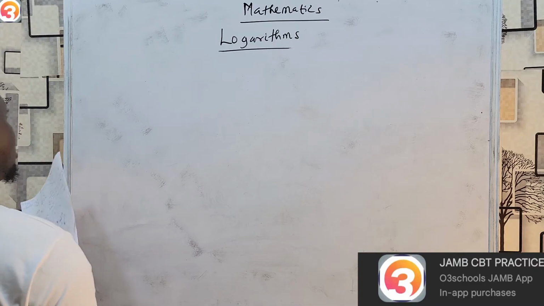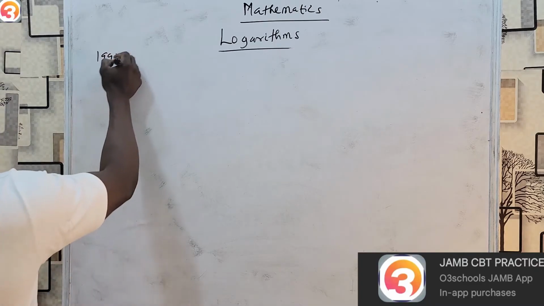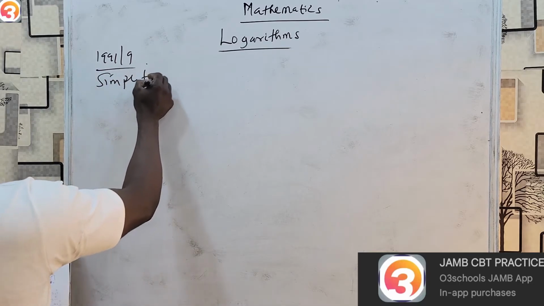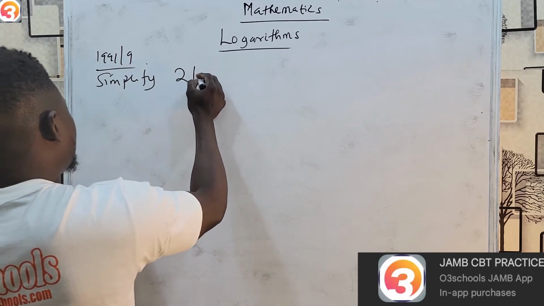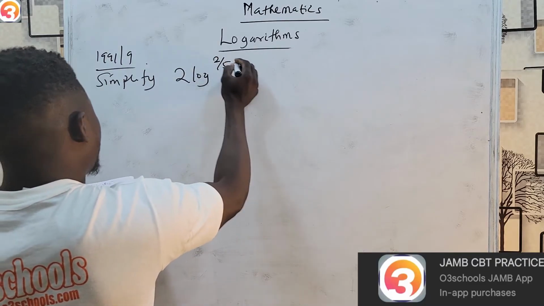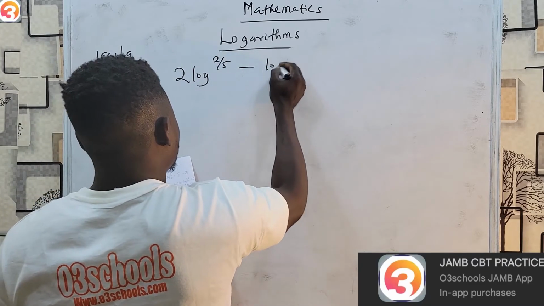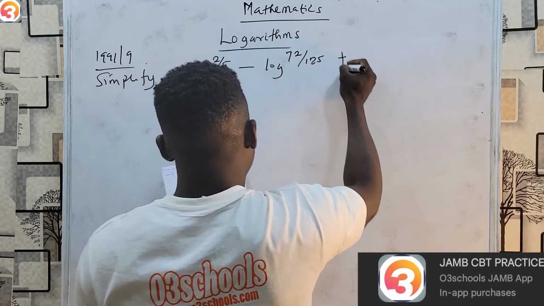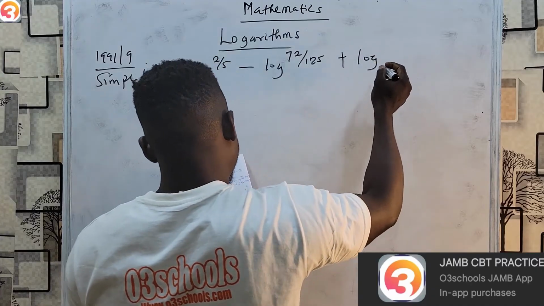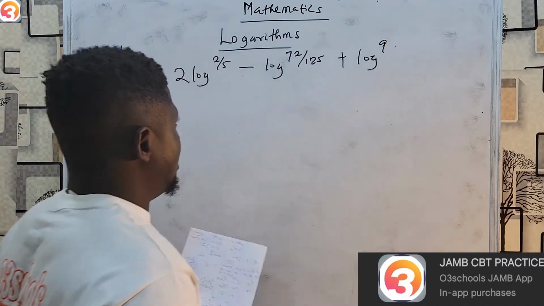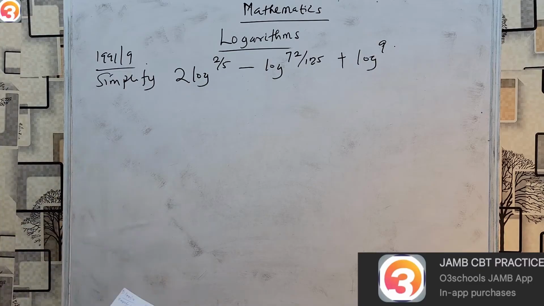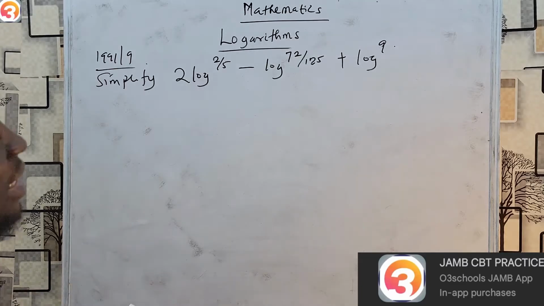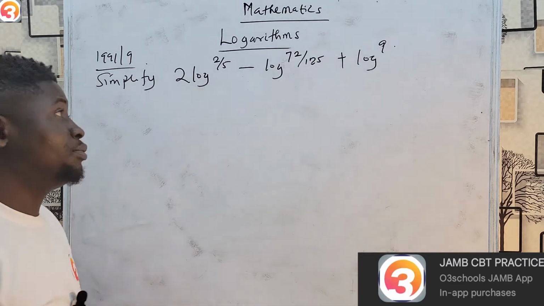So this is a 1991 question, question 9. They say simplify 2 log 2 over 5 minus log 72 over 125 plus log 9. Is that 9? Yes, it's 9. So we have so many options, but of course we don't want to spend time writing out all those options. So now let's go. This is the same approach, right?